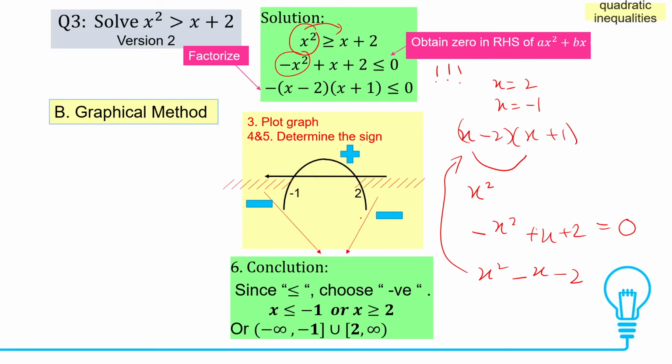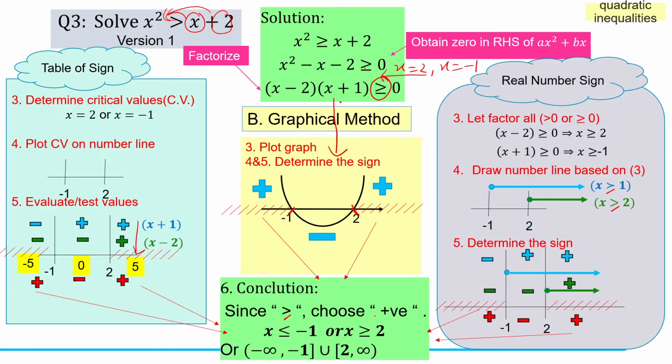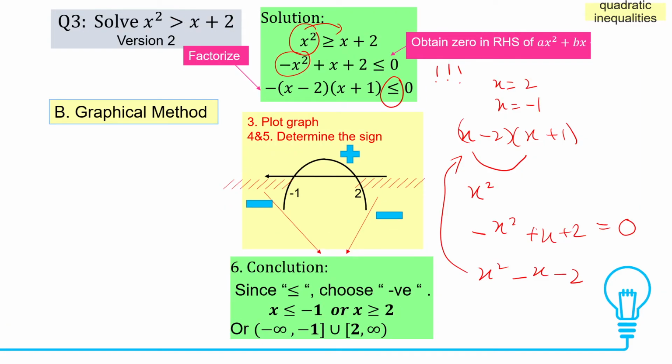It's a sad face, because this one is a minus. Above the x-axis is positive, below the x-axis is negative. Since this question is less than or equal, we choose the negative. So this is your answer, and you can see the answers are the same. But this method can cause more careless mistakes because of this negative.